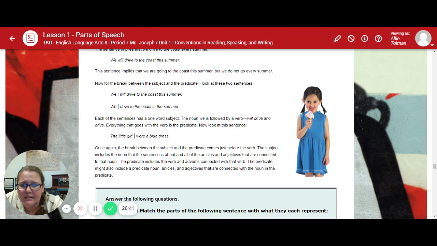Now look at the sentence. The little girl wore a blue dress. Once again, the break between the subject and the predicate comes just before the verb. The subject indicates the noun that the sentence is about and all of the articles and adjectives that are connected to that noun. The predicate includes the verb and adverbs connected with that verb. The predicate might also include a predicate noun, articles, and adjectives that are all connected with the noun in the predicate.